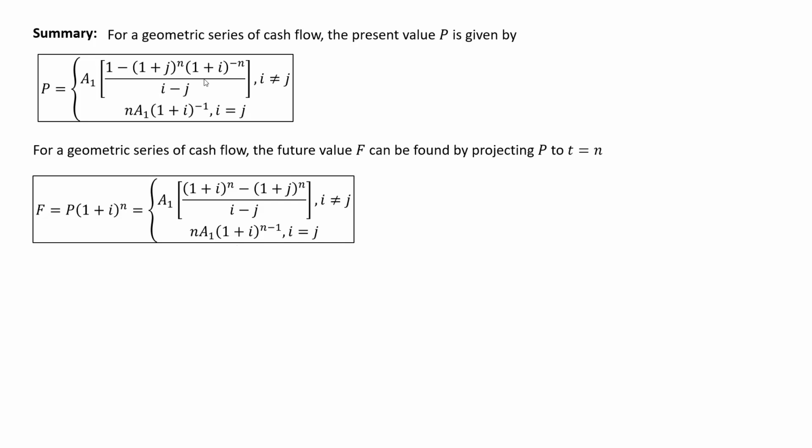Multiplying this by (1+i)^n gives us this formula. Is that true? Are you with me? If we multiply this p-value, the i not equal to j case, is it true that we get this? The answer is yes. Imagine multiplying the top by (1+i)^n. Distribute that: (1+i)^n times the first term, which is what you see here.